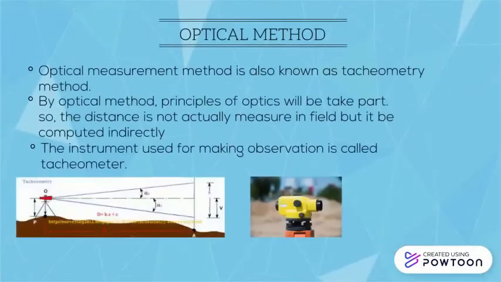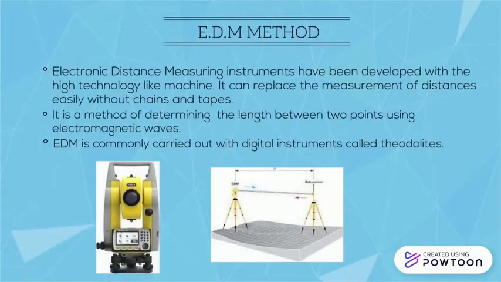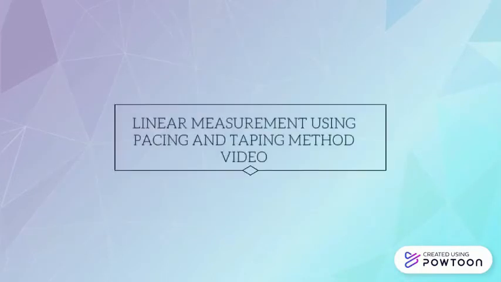Next, the optical method. The optical measurement method is also known as the spectrometry method. It is a method of determining the length between 2 points using electromagnetic waves. It is commonly carried out with digital instruments called a theodolite. Pacing method. The pacing method measures the distance between 2 points determined by counting the number of paces of walking.